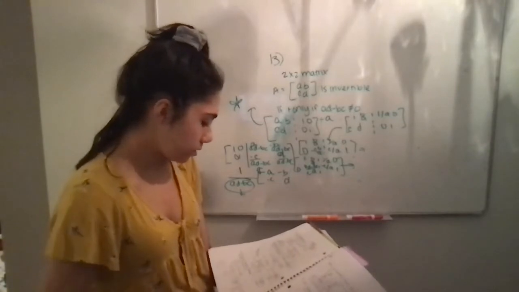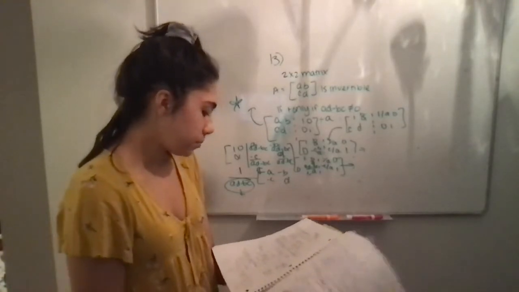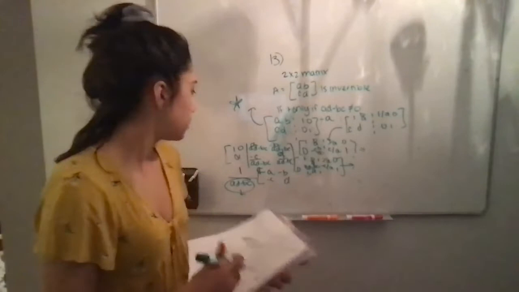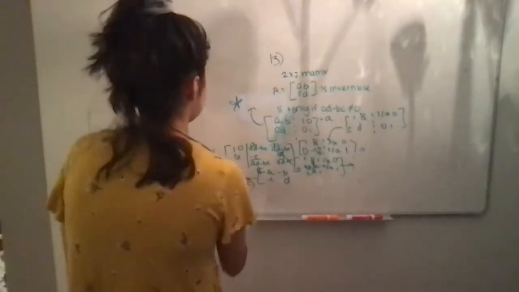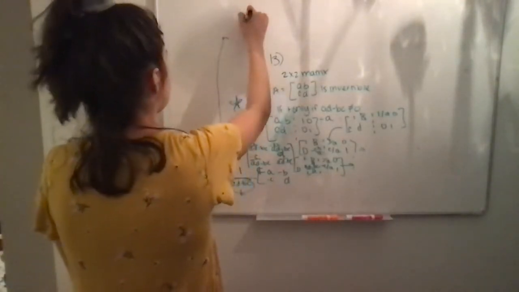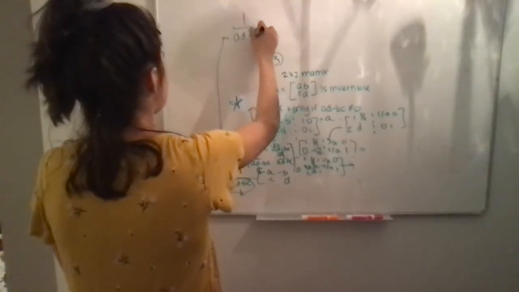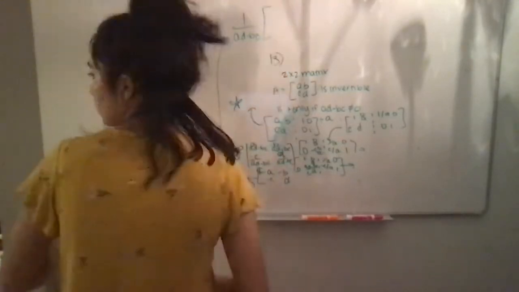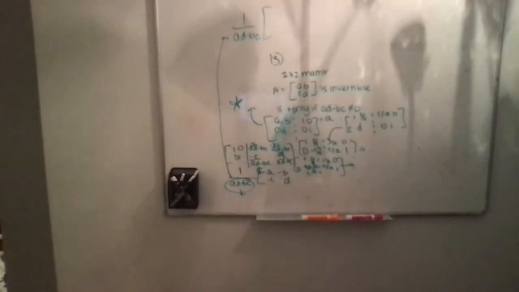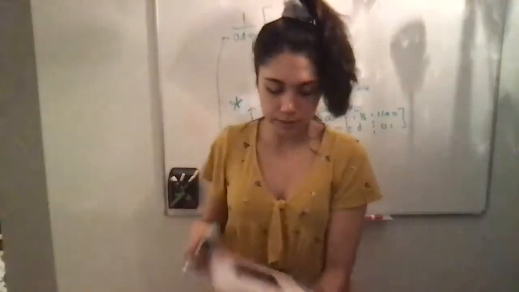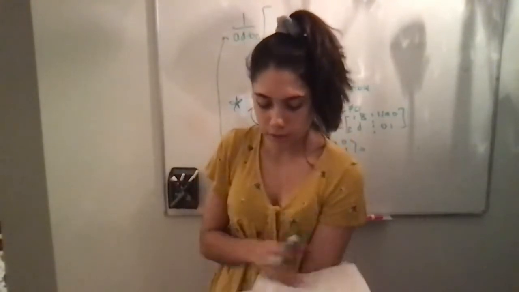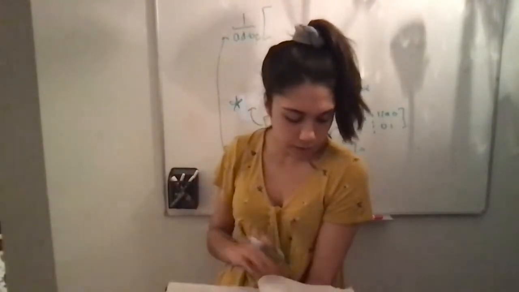The important theorem being that you should have 1 over AD minus BC times this in here. Let me grab the book, because the book has it written out in a very clear way that's easy to understand.